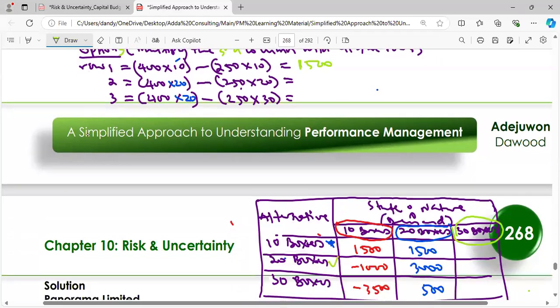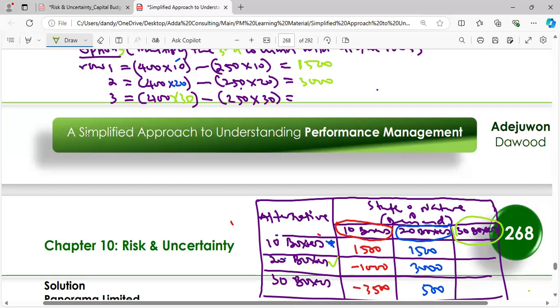The next one, customers are demanding for 30. In the second row, you have 20 boxes. So 400 multiplied by 20 minus 250 multiplied by 20. So 8,000 minus 5,000 will give us 3,000. Then the third row, you multiply the 30 boxes in the column with the 30 boxes of apple. This one you change to 30 because you have the 30. Therefore, of course you are buying 30 at 250.